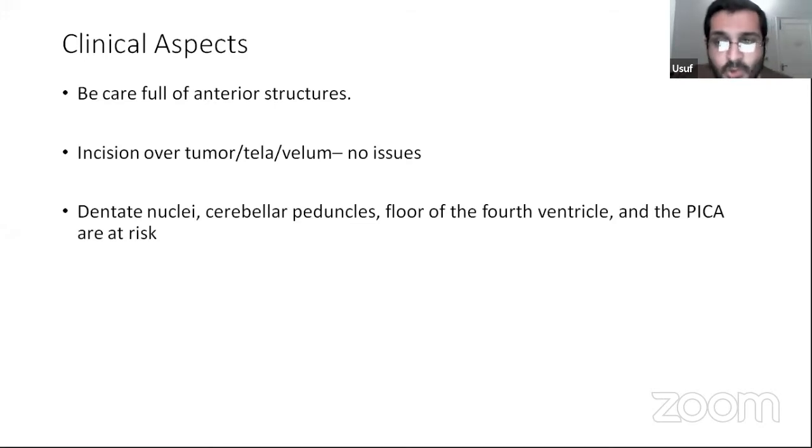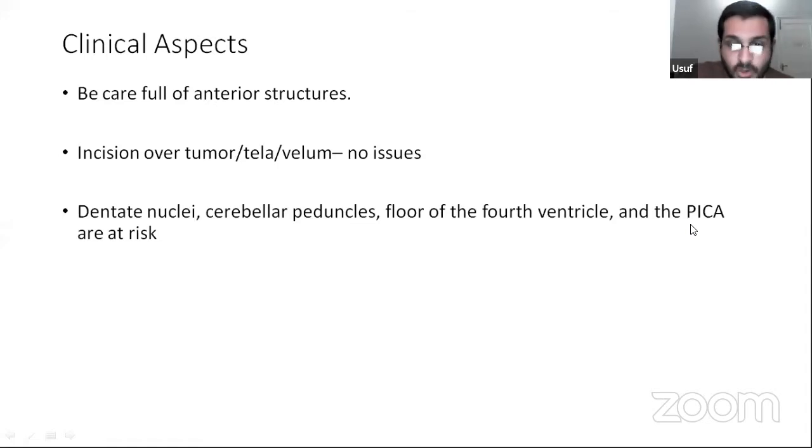Incising those structures is not going to cause any deficit. In fact, incision of these structures will create the corridor to remove the lesion. But if you take the incision too deep and you damage the structures anteriorly, that would not be acceptable because there is risk of injury to the dentate nuclei, cerebellar peduncles, the floor of the fourth ventricle, which contains most of the cranial nerve nuclei, as well as the PICA, which are at risk.